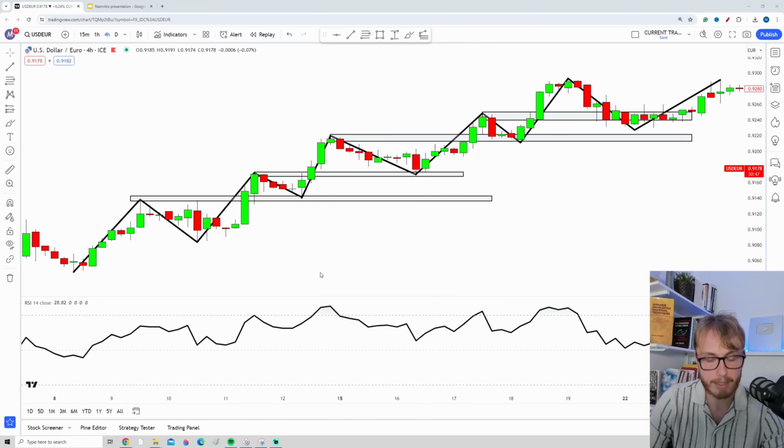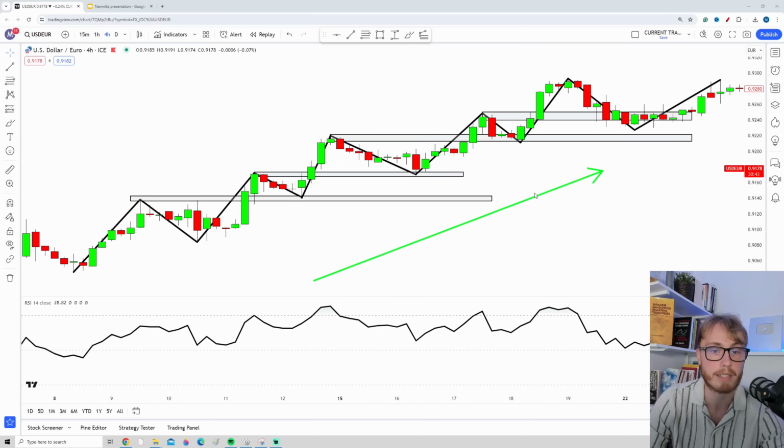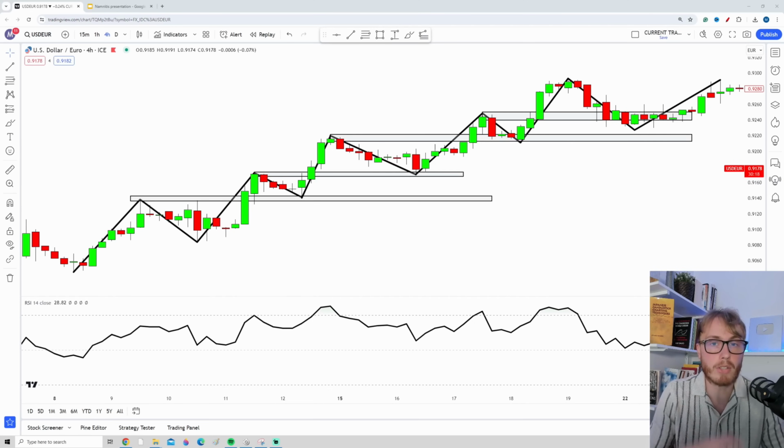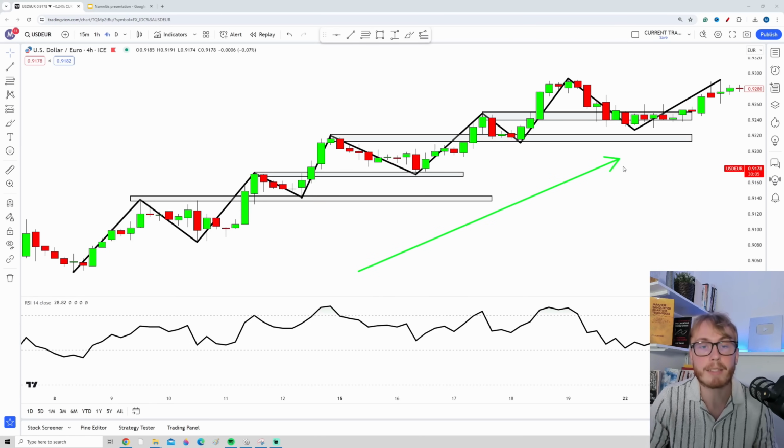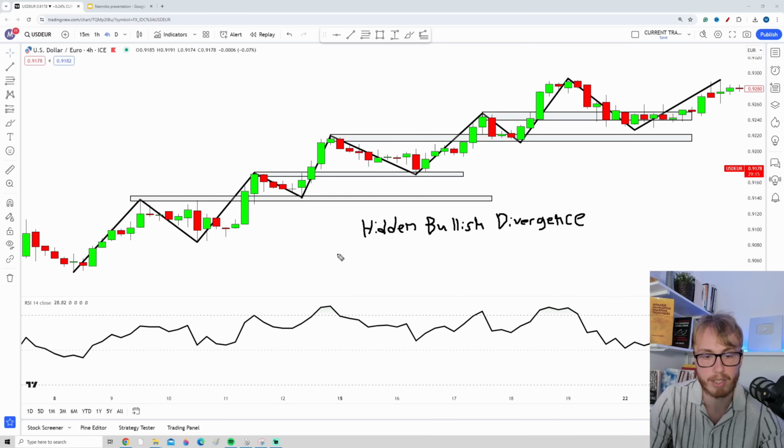And remember, in this course, we have been focusing on trend continuation trades, meaning that we have been focusing on trading in the same direction as the price. And when it comes to trend continuation, what I'm looking out for on the RSI is something called hidden divergence. Since we are in an uptrend, what we're looking out for is hidden bullish divergence. And what is a hidden bullish divergence?